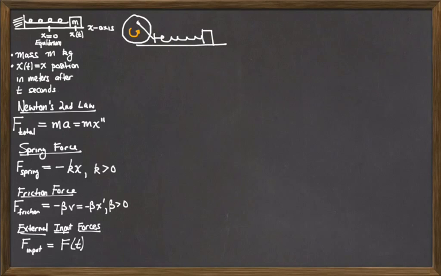So that input force, the f of t that we might be using in this particular example, might be some sinusoidal input function, like f of t is a times the sine of bt, and a would represent the amplitude of that force, and the b would represent the angular frequency of the force.